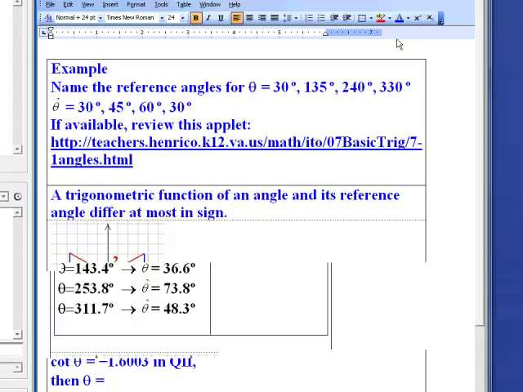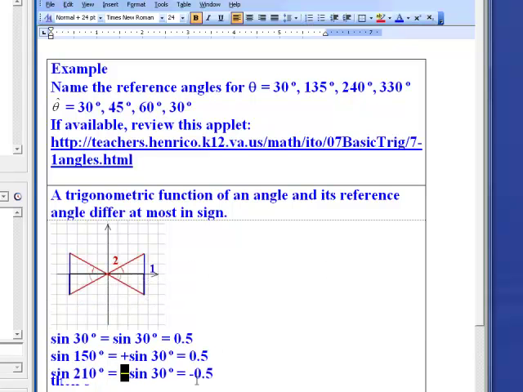So there it is. Okay, and the third one would be 330 degrees. So we go all the way around here to the terminal side, 330 degrees. Reference angle again is 30 degrees. And then we're in the fourth quadrant, so we have a negative in front of that, and we again come up with negative 0.5.